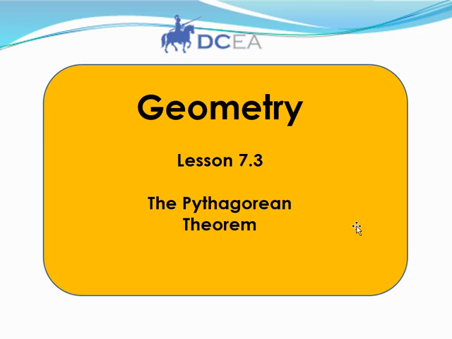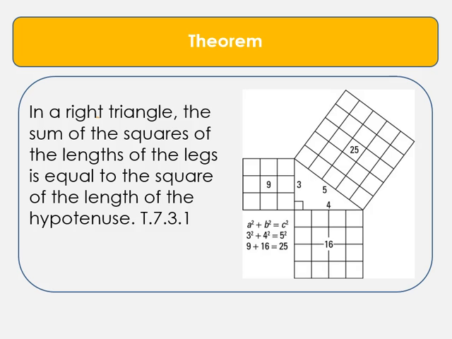Geometry, Lesson 7.3. In this section, we're going to expand on the Pythagorean theorem. Let's review the theorem. In a right triangle, the sum of the squares of the lengths of the legs is equal to the square of the length of the hypotenuse. We're more familiar with this as a squared plus b squared equals c squared.